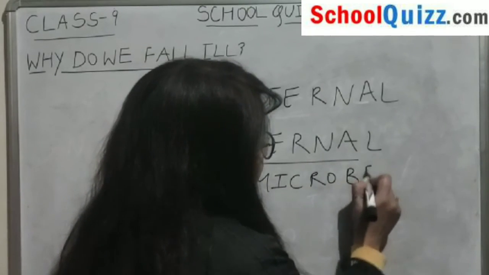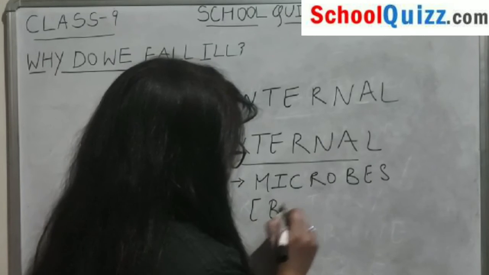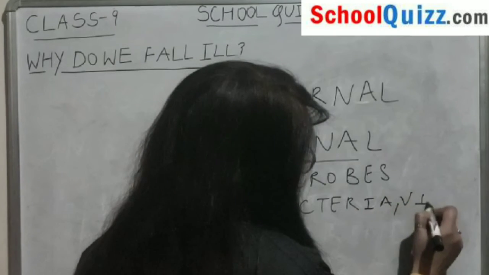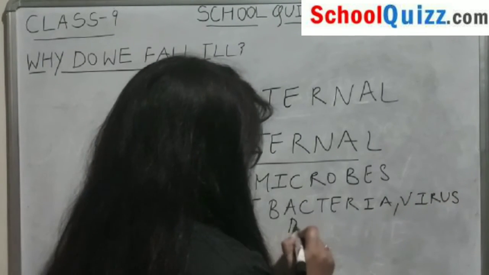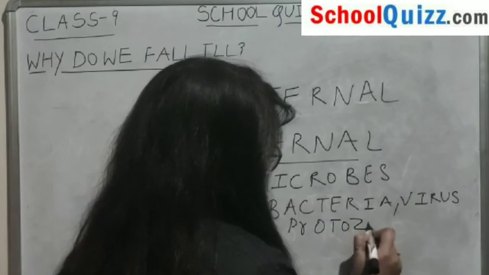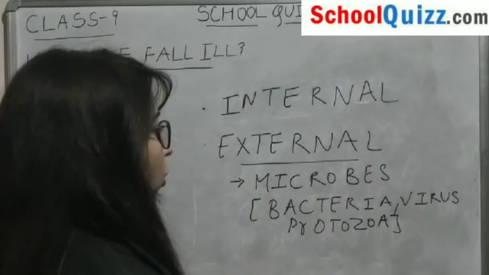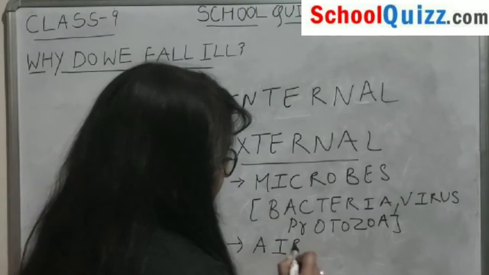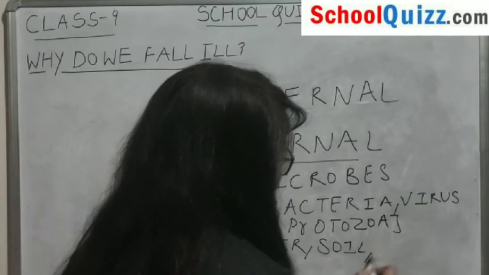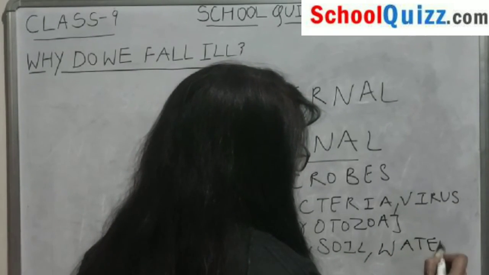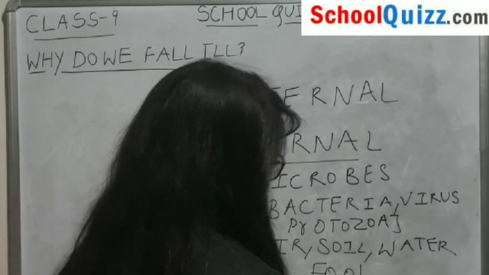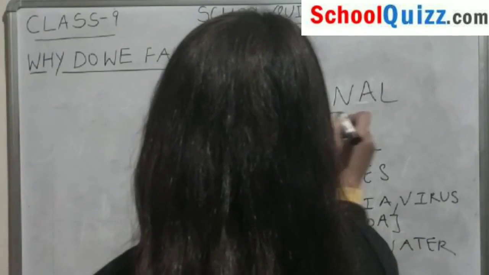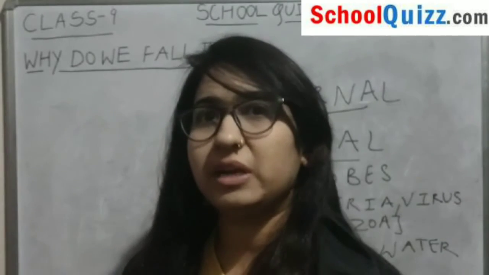So when we talk about external factors, it can be mainly because of microbes, and among microbes we have bacteria, virus, protozoa. Okay, so all these are involved and we come in contact with these by means of air, soil, water or food items.